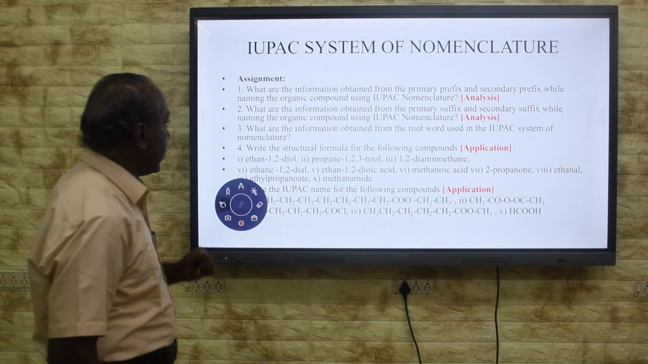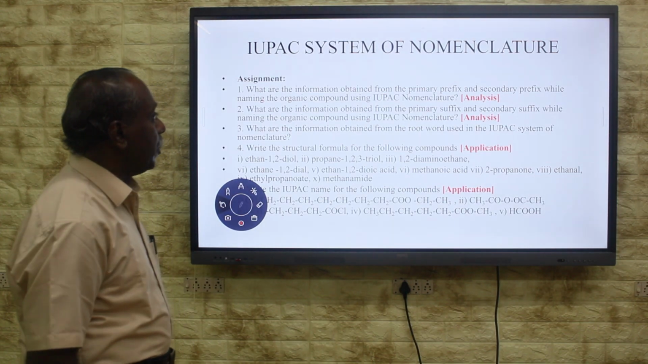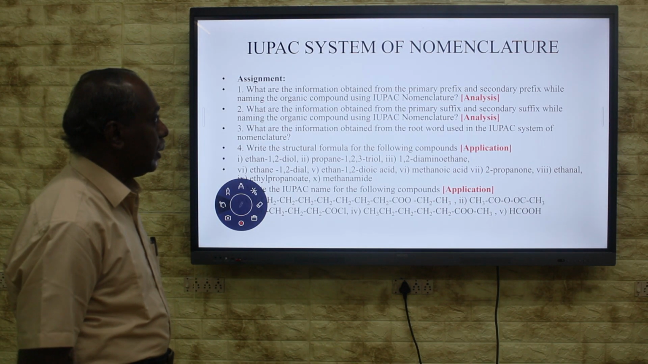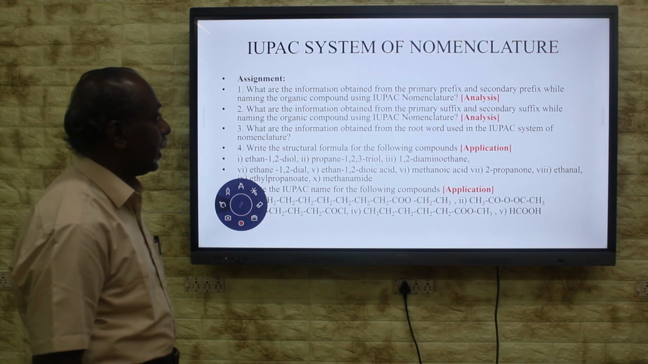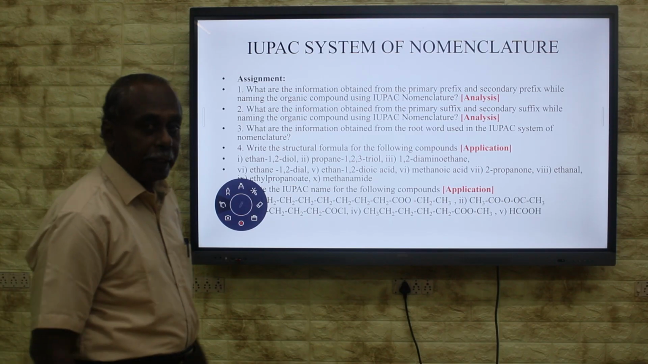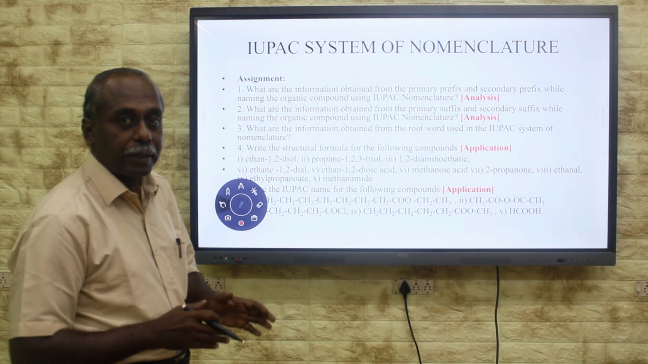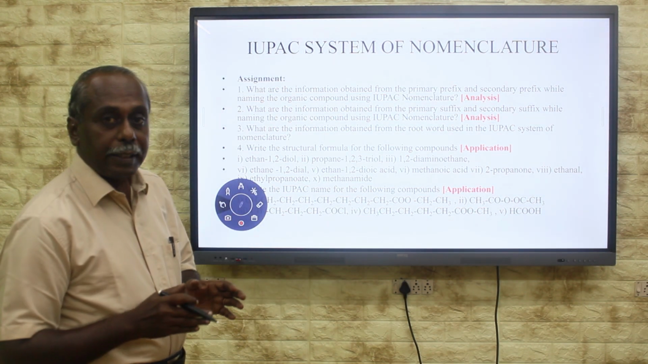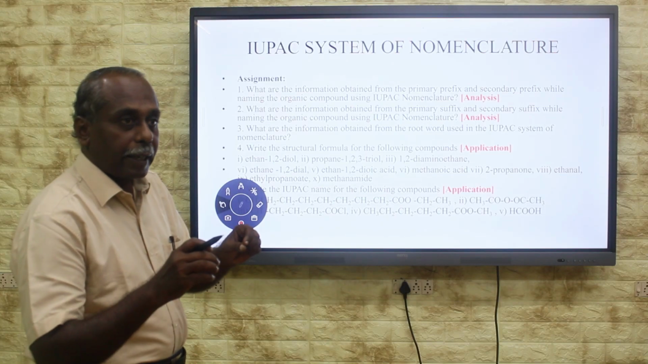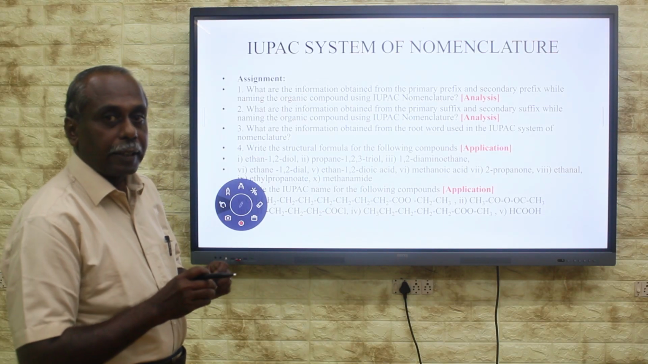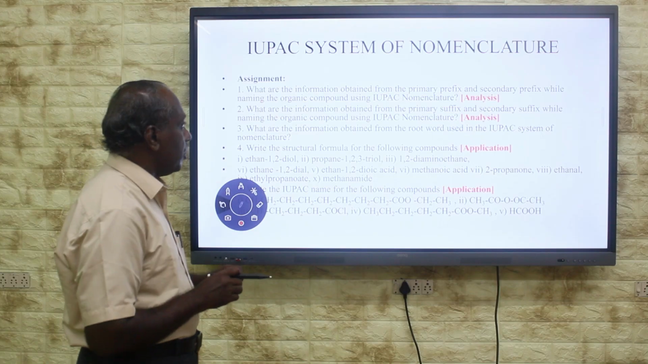Then we enter into the assignment. Here, what information is obtained from the primary prefix and secondary prefix? We already discussed those things. Primary prefix indicates the substituent names. Secondary prefix indicates whether the carbon is connected in a chain or in a ring. Those things are to be mentioned.